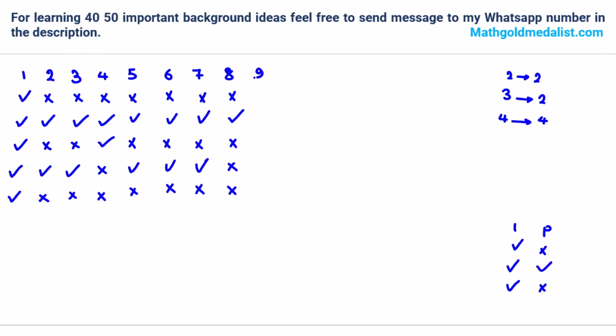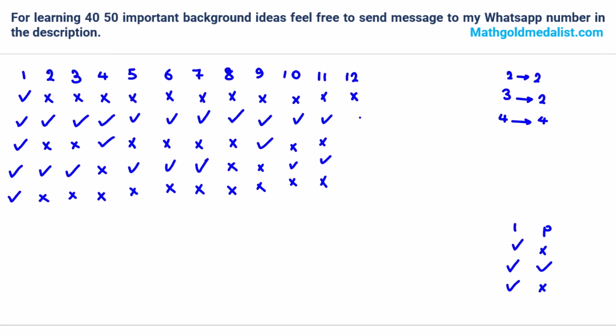Diagram 9 is similar to what? Can you tell me? 2, 4. Yes, so you can write exactly like that. For 10, it will be what? It is similar to what? It is similar to 6. Yes, like 6. For 11, it is similar to what? 11 is similar to 2. Yes. So it will be like this.